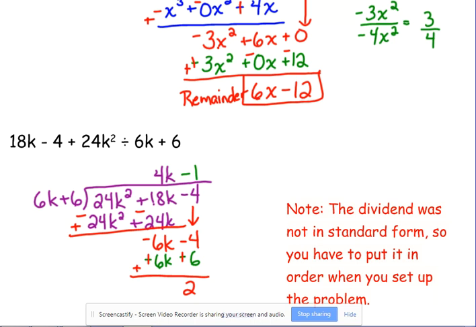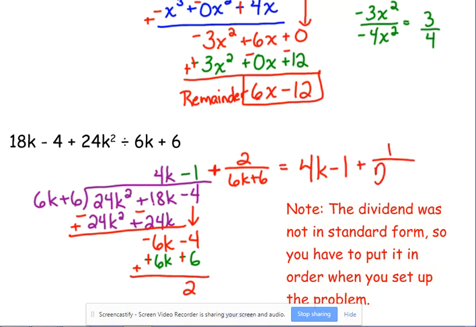Now, just as a side note, let me review this part too. In Math 3, when we had a remainder, remember we put it over the divisor. We add it to the end of our quotient and we put it over the divisor. Can I simplify that ratio right there? 2 over 6k plus 6? We can, because all the terms are divisible by 2.